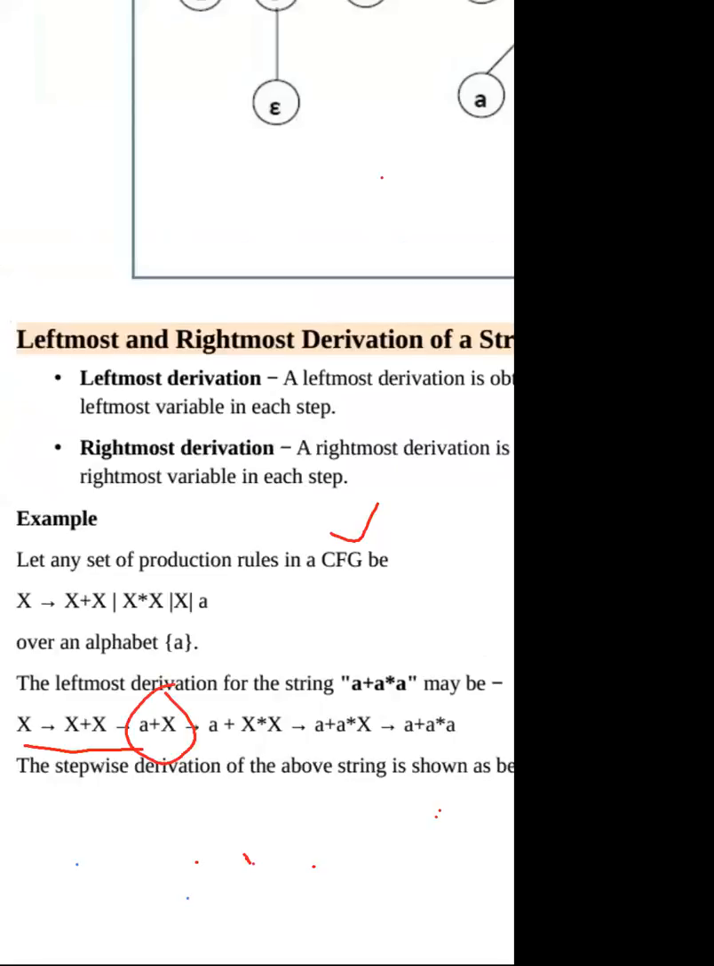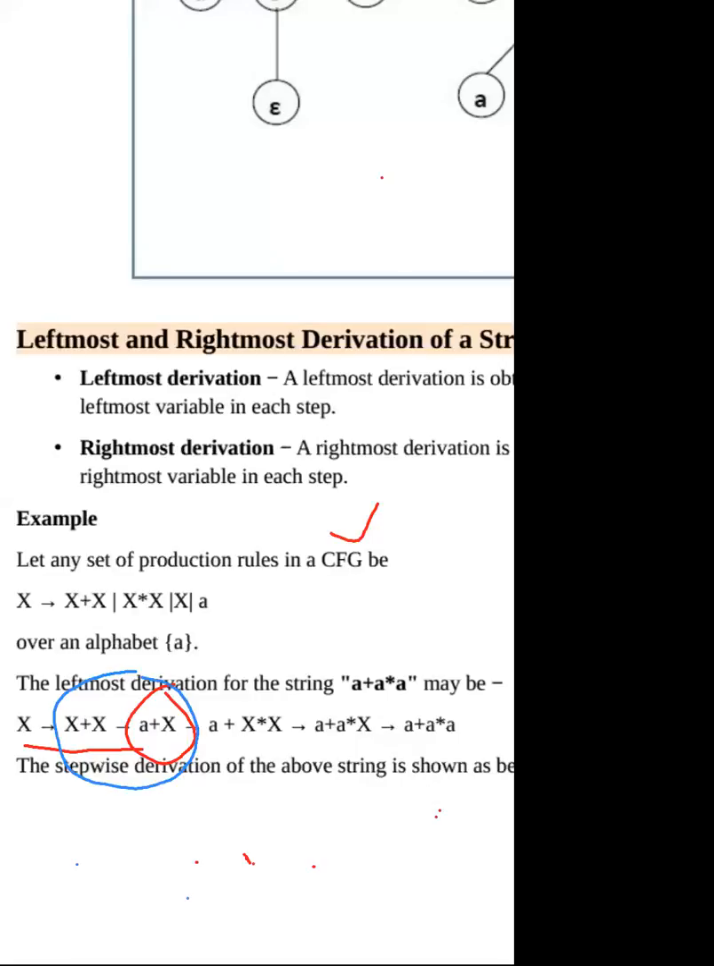Now tell me here, how many non-terminals are present in A plus X? One. So there is no question of leftmost or rightmost. There is only one non-terminal, and the leftmost non-terminal is the same. Up to the second step we thought about which derivation is to be applied. But from this step, don't think, because we have only one non-terminal.